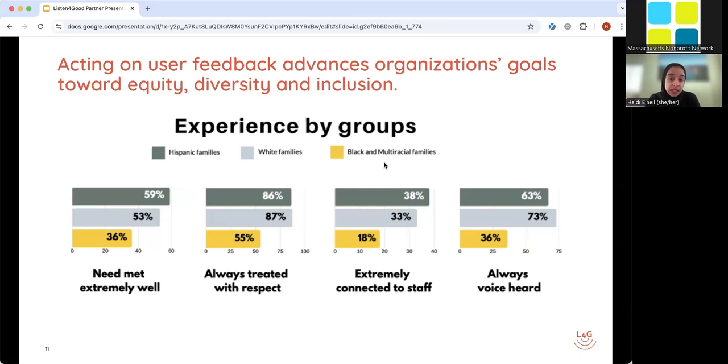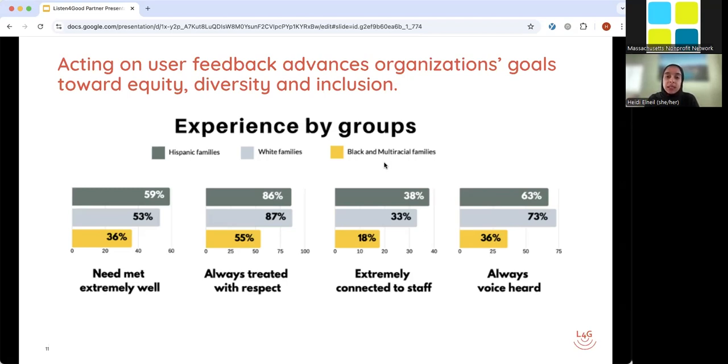And so what I'm showing here is not the health clinic. This is actually a youth serving organization in the Southwest. And this is a population that serves mostly white and Hispanic families. They just, in their community, have a very small population of Black and multiracial families.